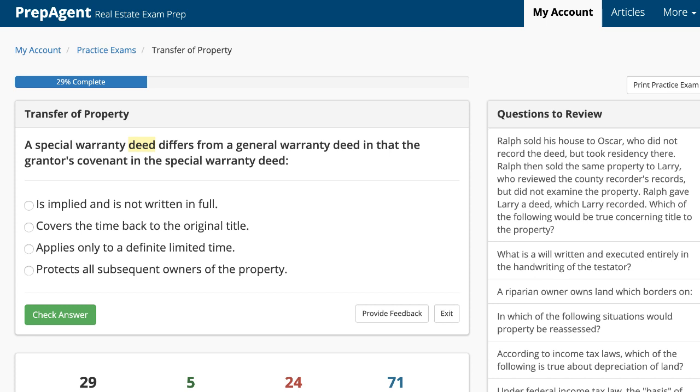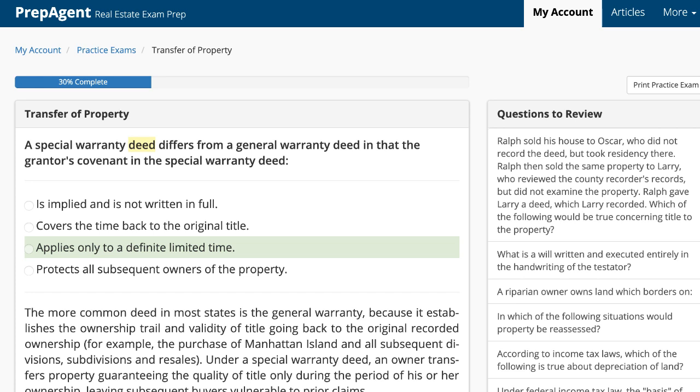A special warranty deed differs from a general warranty deed in that the grantor's covenant in a special warranty deed, A, is implied and is not written in full, B, covers the time back to the original title, C, applies to a definite limited time, or D, protects all subsequent owners of the property. And the answer is C, applies only to a definite limited time.